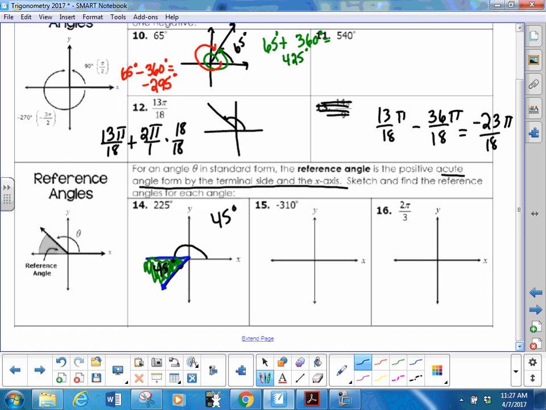Now let's do another one. Negative 310. Start here on my positive x-axis, but this time I'm moving clockwise because of that negative sign. 90, 180, 270, and I've got to go another 40 degrees to get to the 310. Is everybody okay with me ending up there?